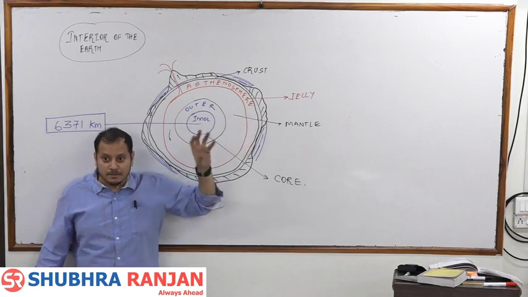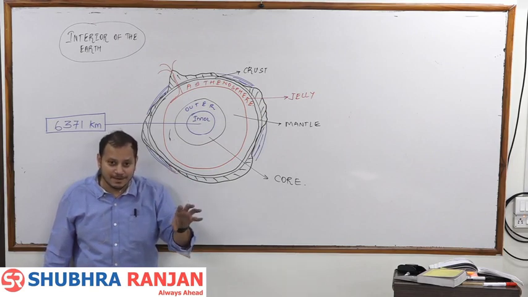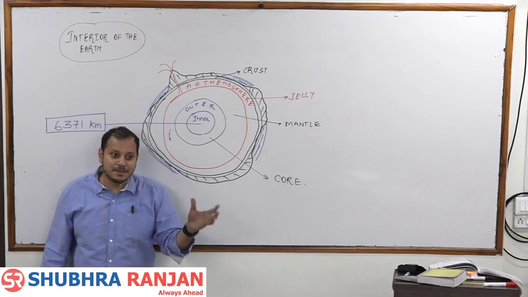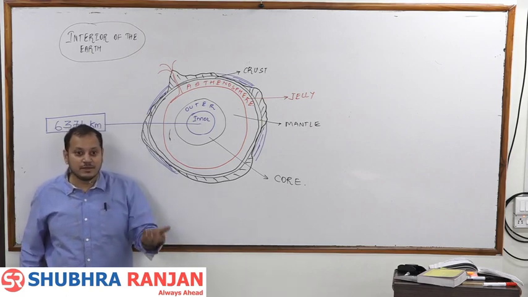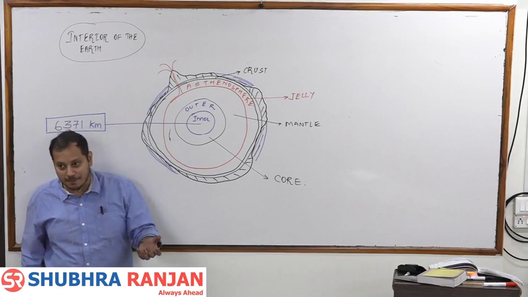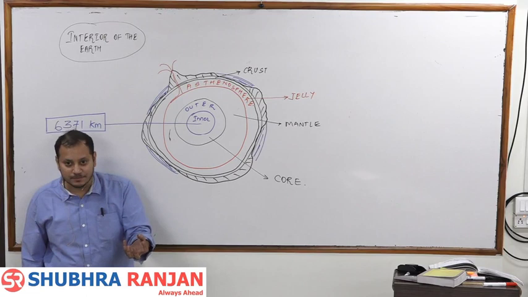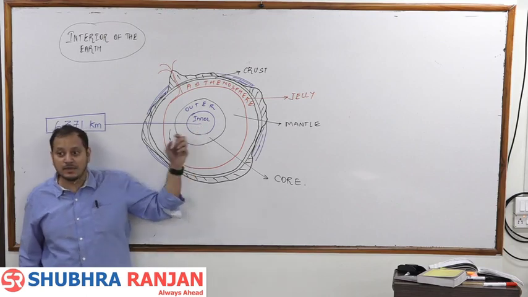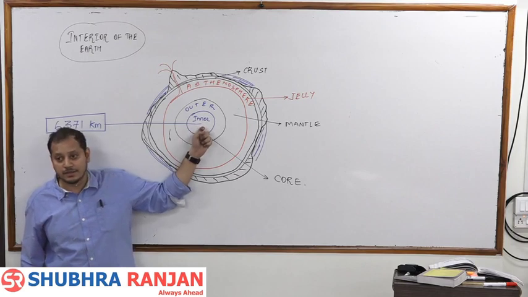Fine. This outer core is made up of mostly nickel. Core is mostly made up of iron and nickel, outer core is mostly made up of nickel, while the inner core is mostly made up of iron. Because iron is more dense, it went further down. It has settled down, and because it has settled down, even at high temperature it does not melt, and therefore inner core is solid in nature.